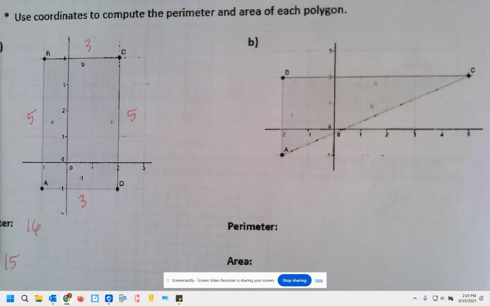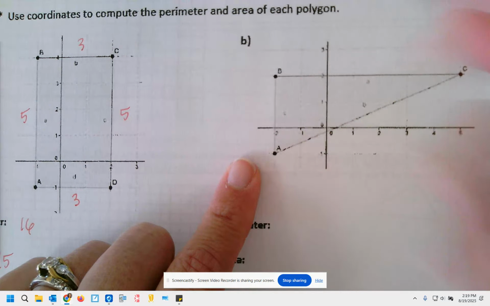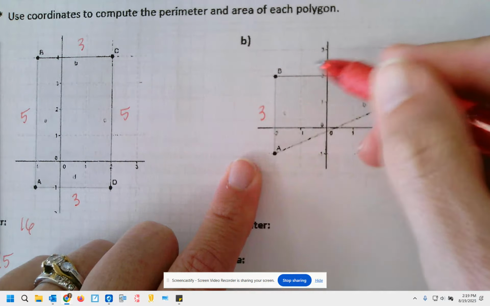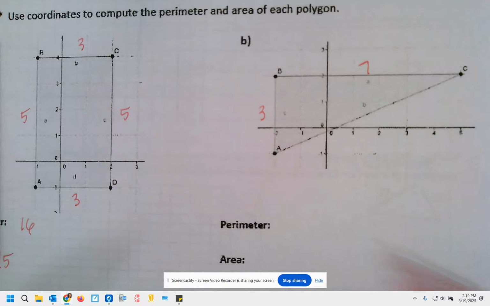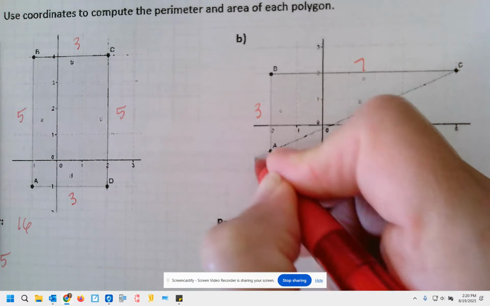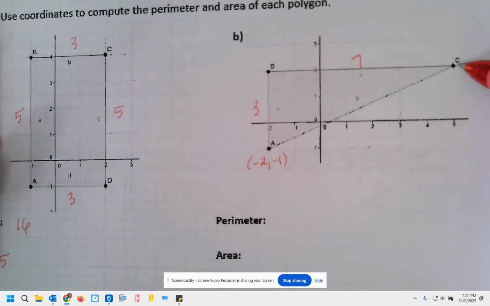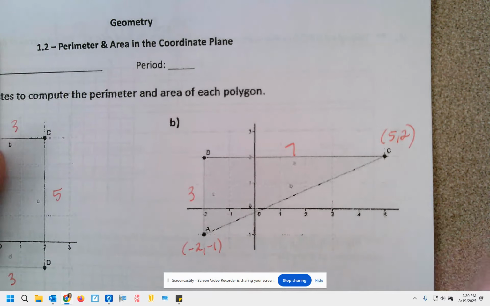For part B, for the perimeter, I can count this side and this side because they are vertical and horizontal. This is 3. 1, 2, 3, 4, 5, 6. This side is 7. But I'm going to have to use the distance formula to find the length of that side because it's cutting through a bunch of grids and I can't just count it out one by one like I could on the other sides.